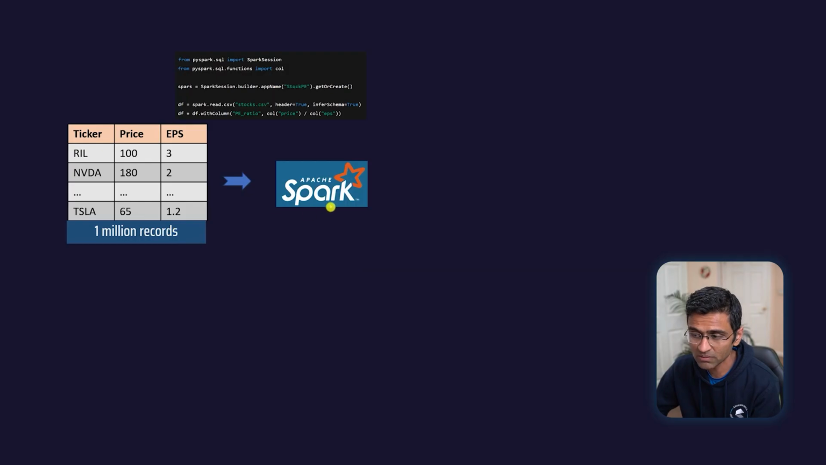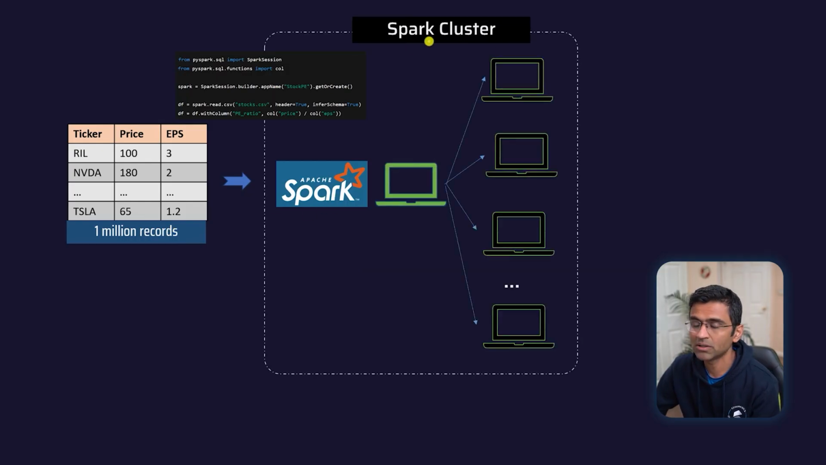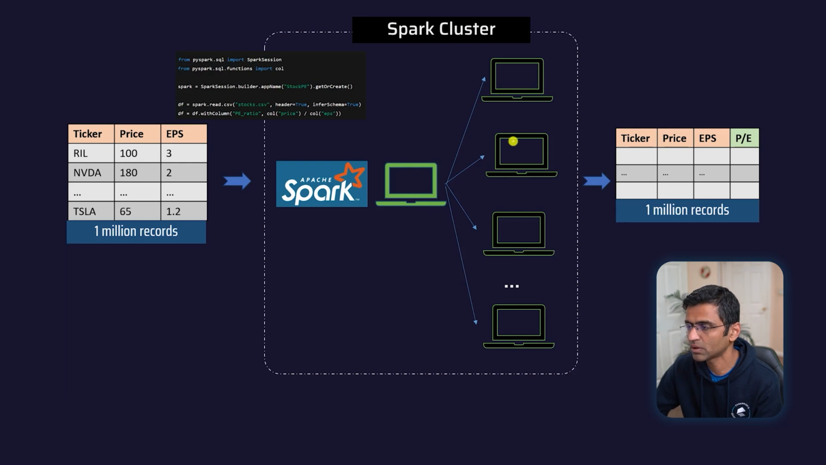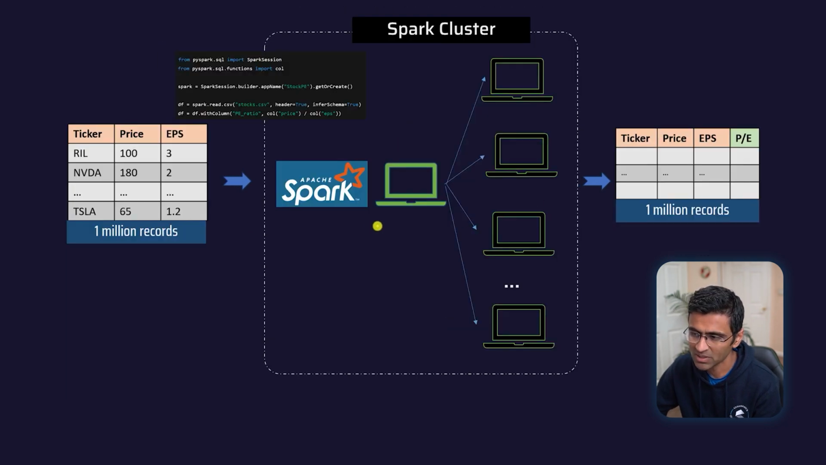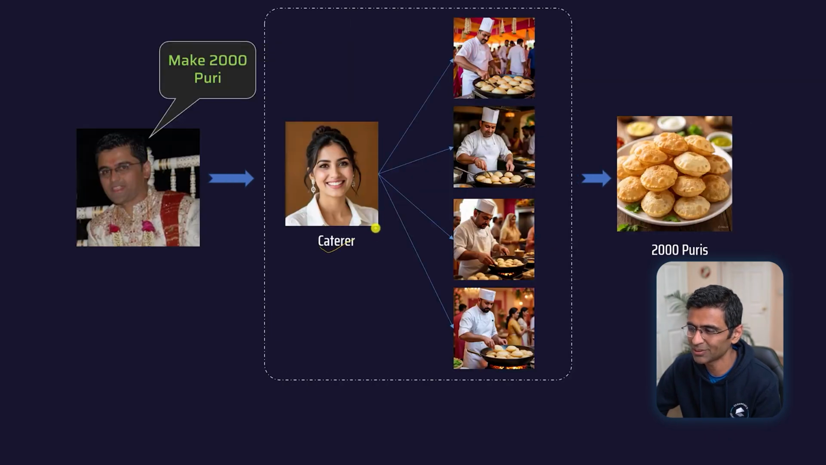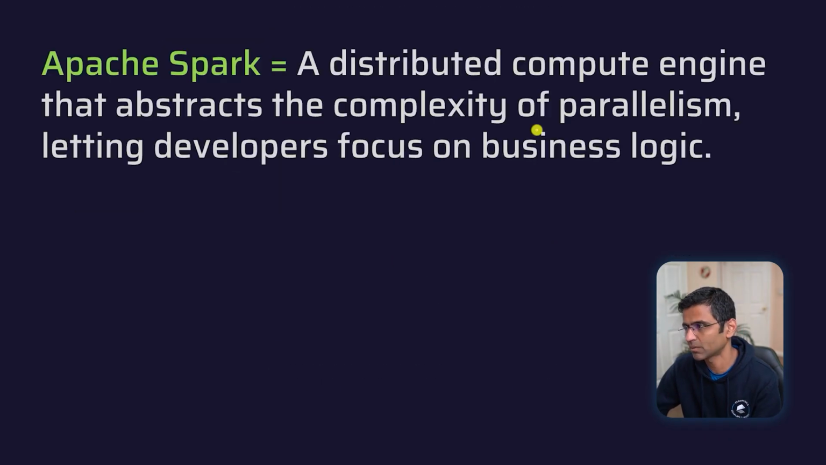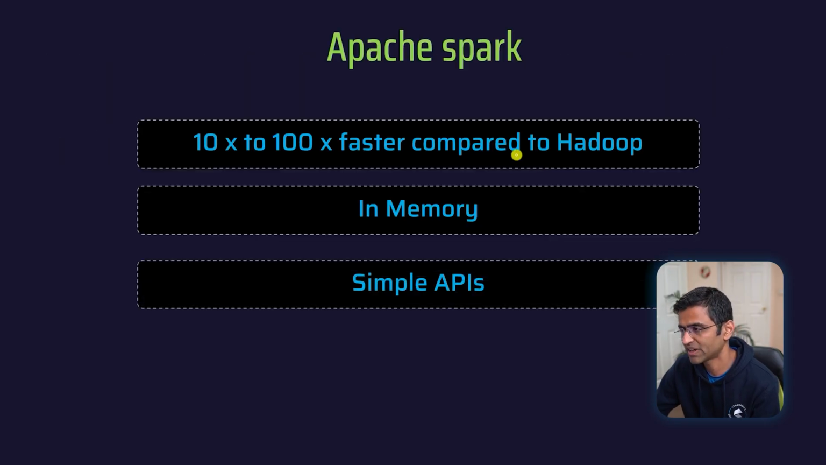So essentially you give the code to Spark and you set up a Spark cluster, and then this driver program will give out the work and you will get the result. So it is very similar, right? Spark is similar to a caterer. So look at these 2 diagrams. It's very similar. Okay, so it's a distributed compute engine that abstracts, see, this is very important, it abstracts the complexity of parallelism, letting developers focus on business logic. And it is very fast compared to Hadoop, with in-memory processing and a simple API.